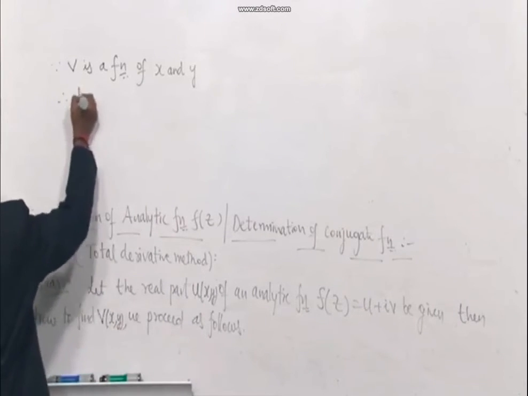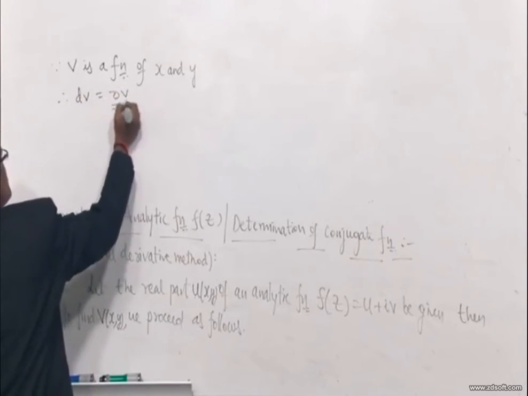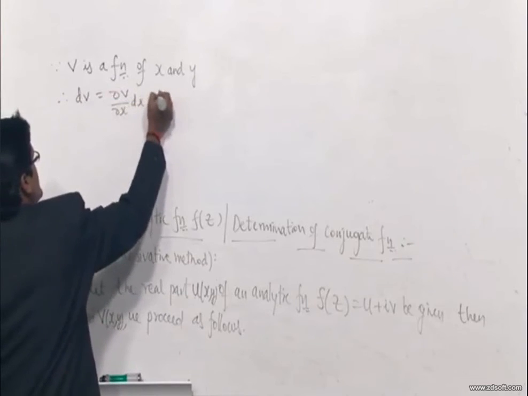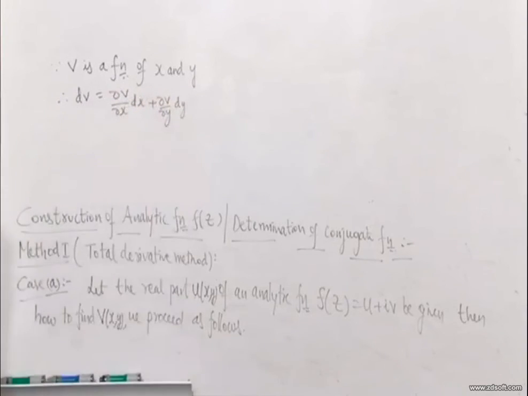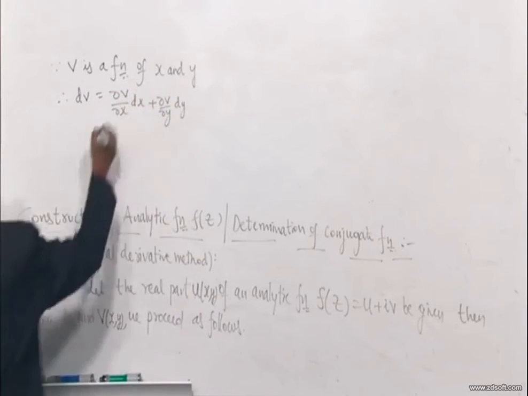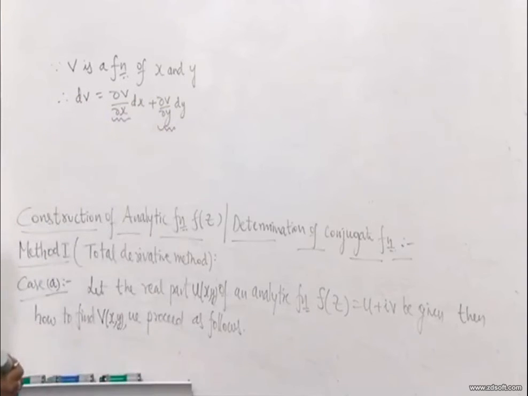Therefore, what is the total derivative definition in partial differentiation I have given? dv is equal to dou v by dou x dx plus dou v by dou y times dy, because it is a function of two variables. Because we don't know dou v by dou x, dou v by dou y, because v is what we are going to find, so use your CR equation. That is the advantage of CR equations.